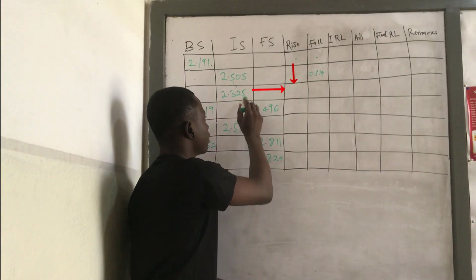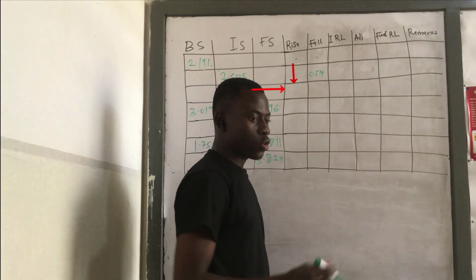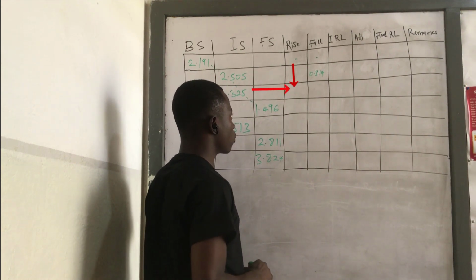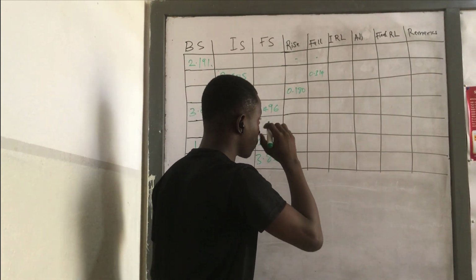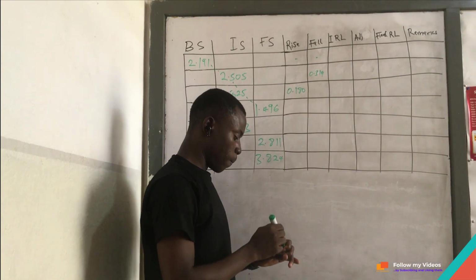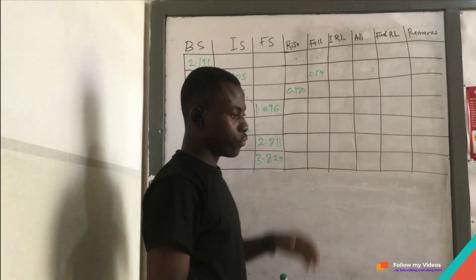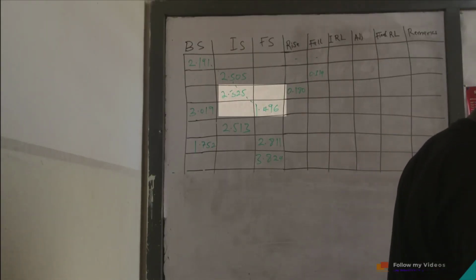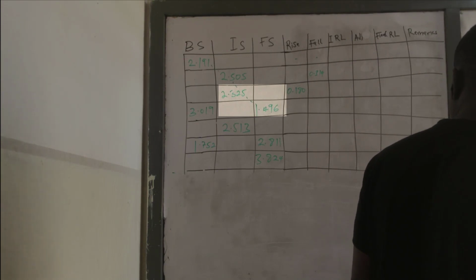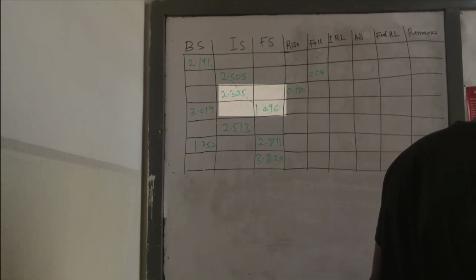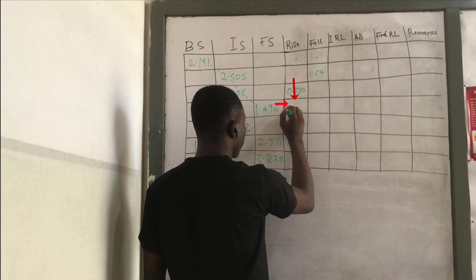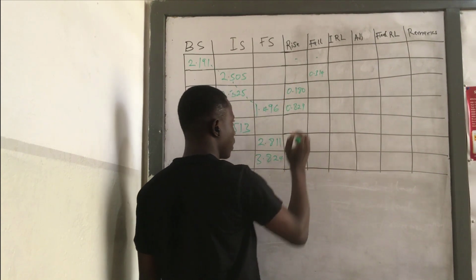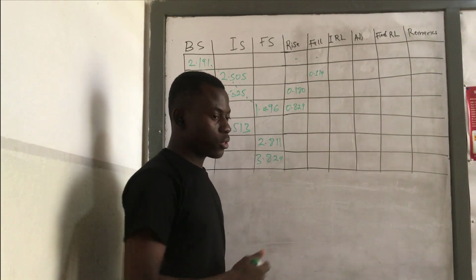So this one minus this one, the answer we get goes to the side. We get a positive answer, 0.180, sorry. So we have 0.180 over here. It's positive, so we put it in the rise column. Then we do the next successive values, 2.325 minus 1.496. We have 0.829 and it's positive, so we're going to put it over here, 0.829, like this.